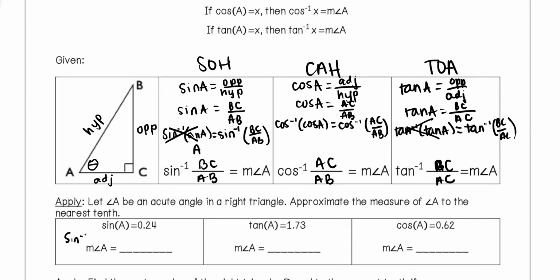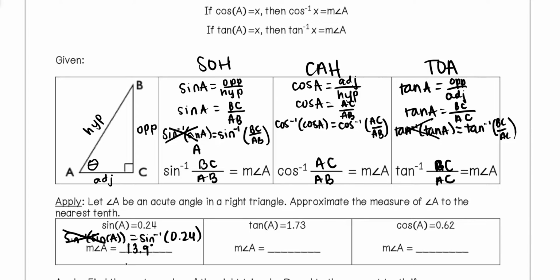So that means I'll be taking the sine inverse of this entire function. So sine inverse of sine A will equal the sine inverse of 24 hundredths. This is the value that we'll put into our calculator. The inverse sine and the sine function cancel each other out, so we're just left with the measure of angle A, and the value that we get is 13.9 degrees.